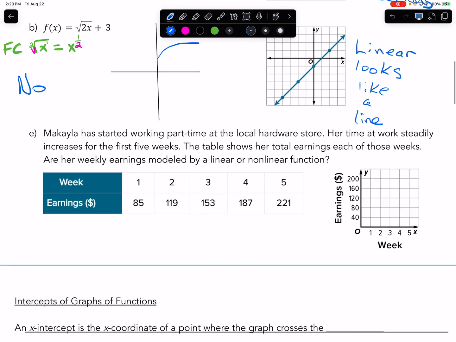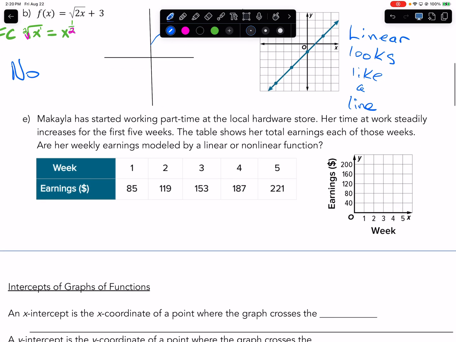Okay. For E, graph those ordered pairs. Try to draw a straight line that goes through all the ordered pairs. Pay attention to the fact that the graph goes by 40s on the y-axis.